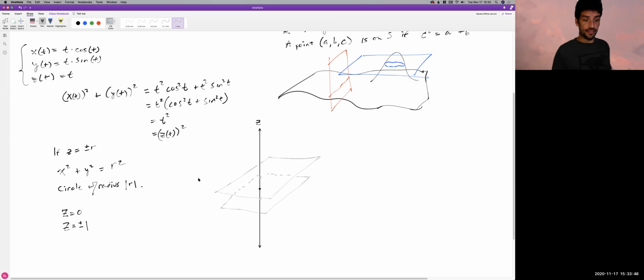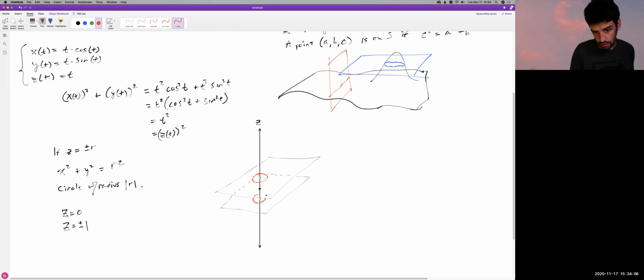In those horizontal slices, x squared plus y squared equals 1. We're squaring the z component, meaning the slice looks like a circle of radius 1. So here we get a circle with radius 1, and below we get a circle with radius 1. We're pretending those have the same radius. The drawing's not perfect.